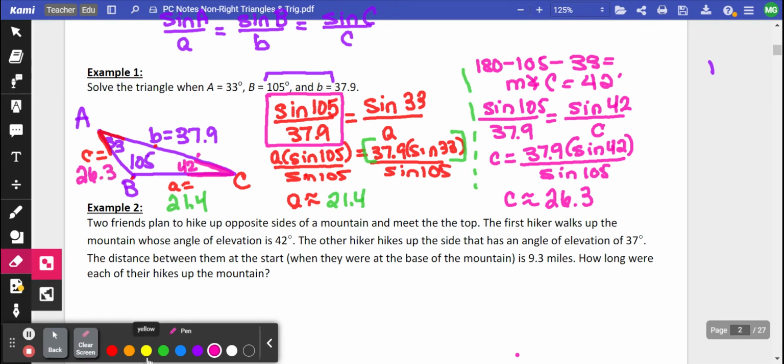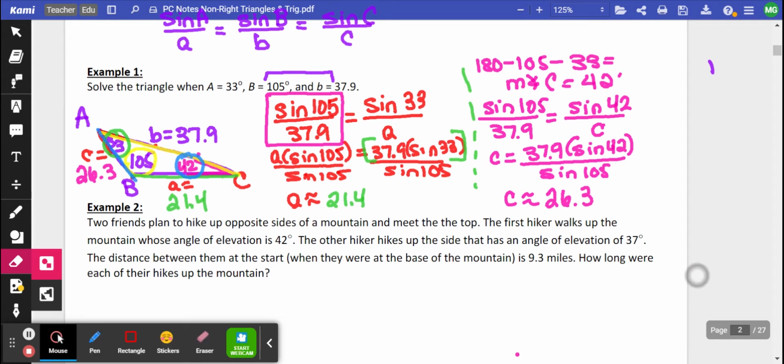I'd like to do a little check at the end. I'd like to make sure things worked out. If you notice, I have the largest angle, and opposite the largest angle is the longest side. Then I have the smallest angle, 33, opposite 21.4, which is the shortest side. And then we have the medium angle, which is 42, opposite 26.3, which is the medium side. So the relative sizes do seem to work. It's just a little check for you. If something's not right with yours, then you know you made a mistake.